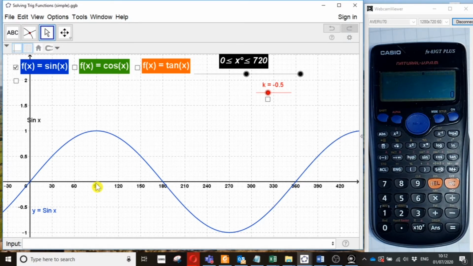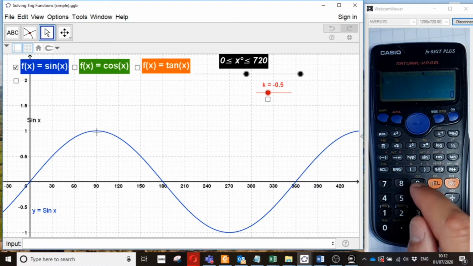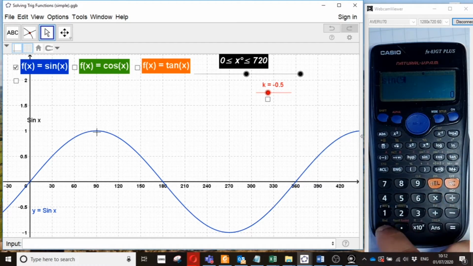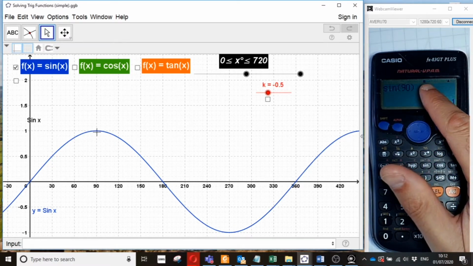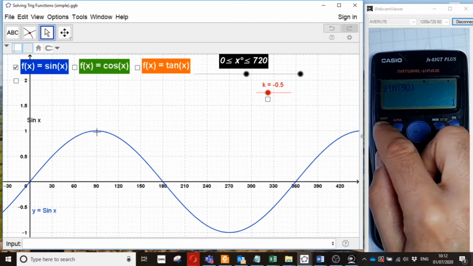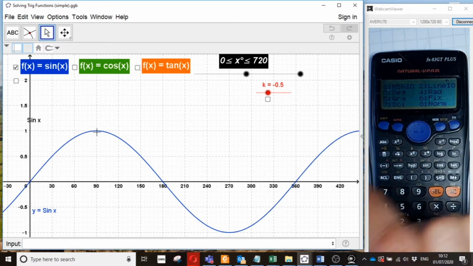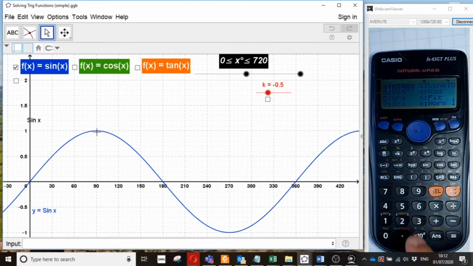So when we have x is 90 degrees, if you do sine of 90 on a calculator, you should get 1. Let's see that now on this calculator. Sine of 90 is indeed equal to 1. You need to make sure your calculator is in degree mode with a little d up there, and you can do that by pressing Shift Setup and then choosing 3, just in case it's in any other mode.